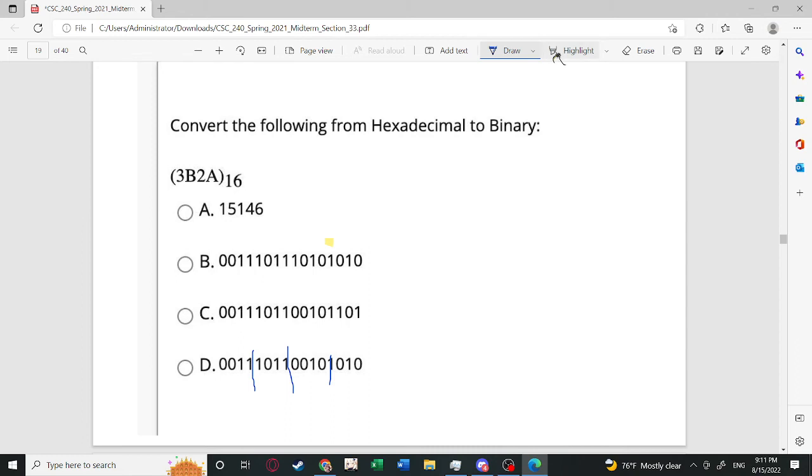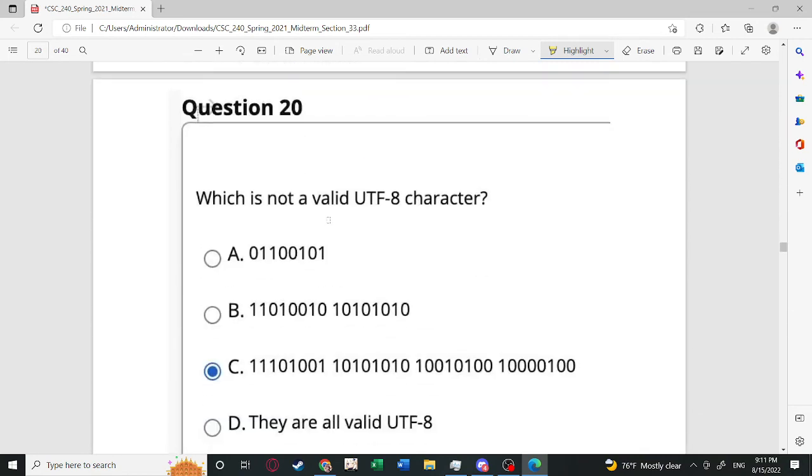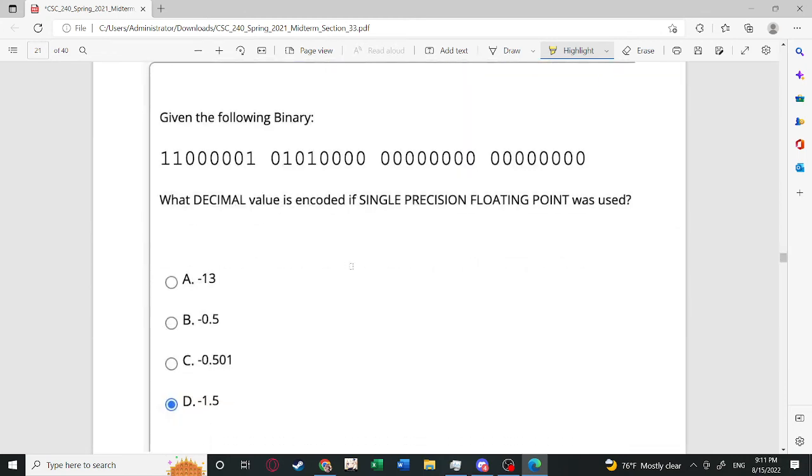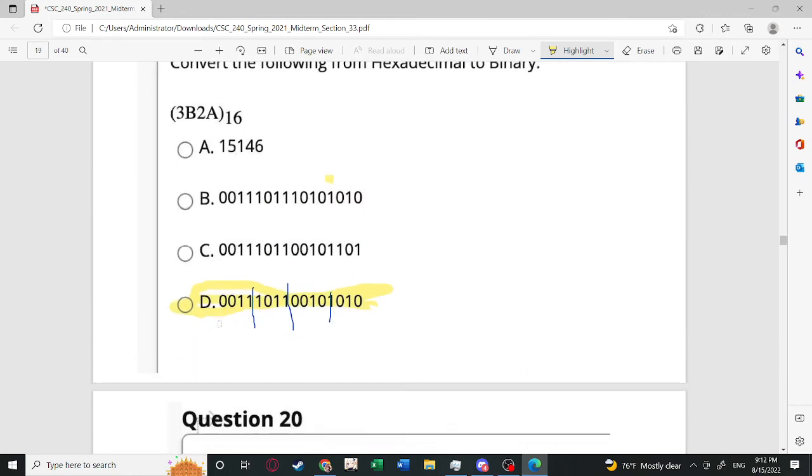Yeah, okay. So this one is D. Sorry, I wanted to make sure. And 20 is C. And this was... Sorry, what do you have for 19? Let's go back to 19. D. D.